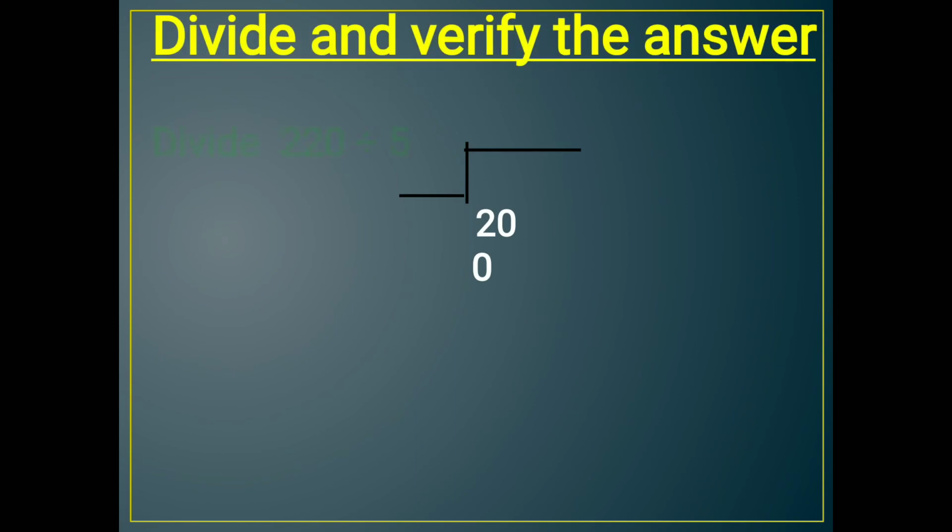Now, divide and verify the answer. So let's understand with the example. So divide 220 by 5. Okay. So let's divide. So look here, dividend is 220 and divisor is 5.